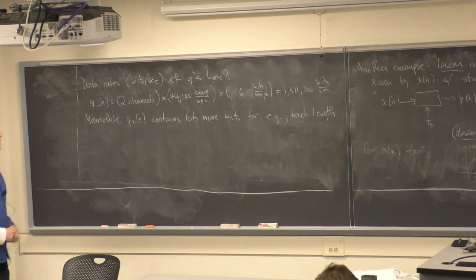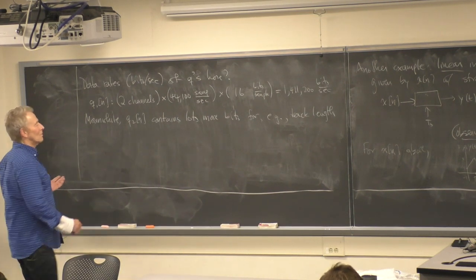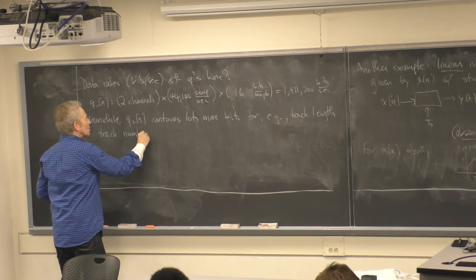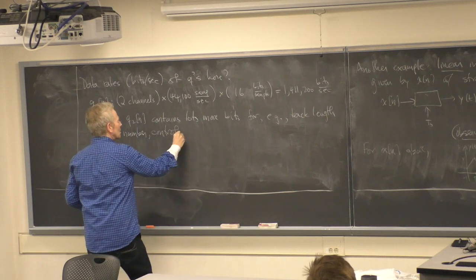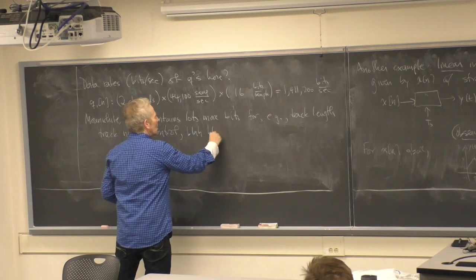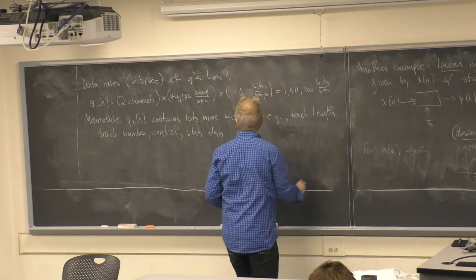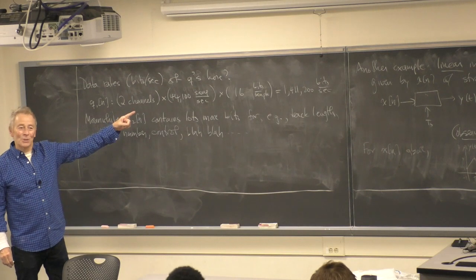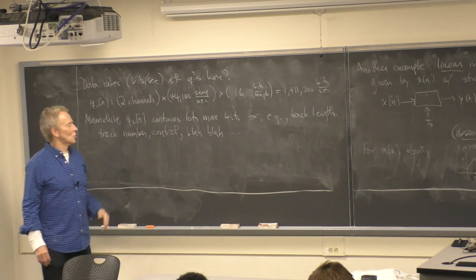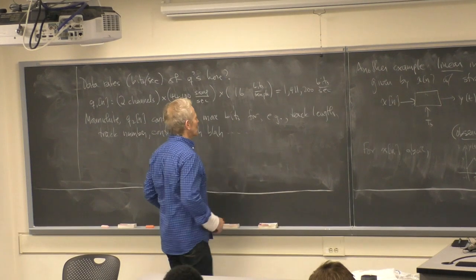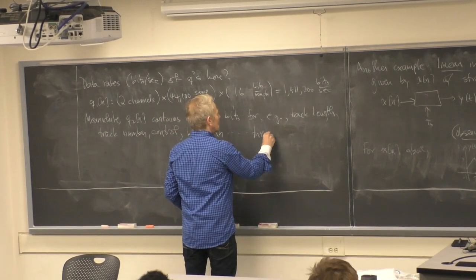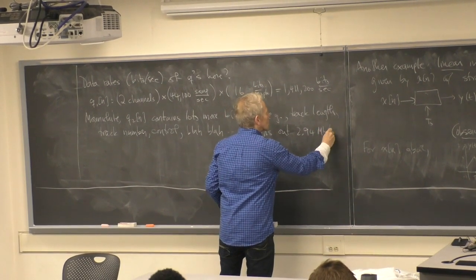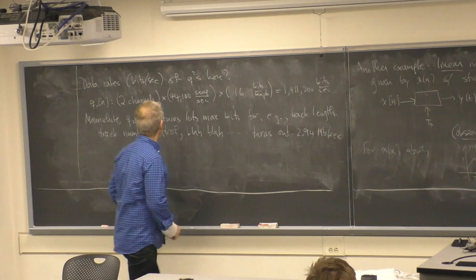OK, so Q2 of n contains lots more bits, for example track length, track number, control of various kinds, blah, blah, blah. And it turns out that it has, believe it or not, more than twice as many bits per second as Q1 of n because of all this junk. It's kind of like junk DNA or something. So it turns out to be 2.94 megabits per second overall.